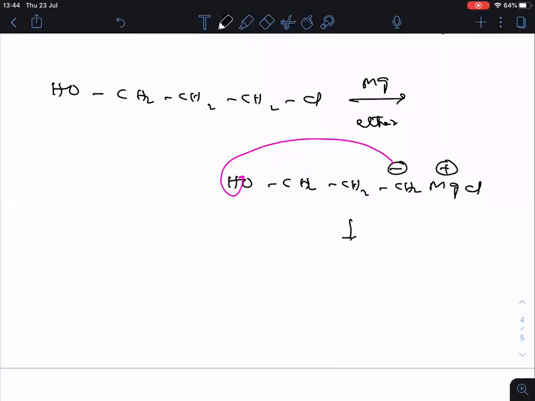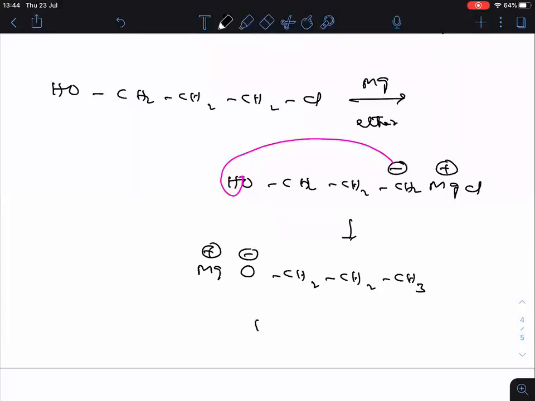Then what is left over here? O minus is left over here. Then here CH2, CH2. Now the acidic hydrogen which is removed, that hydrogen is taken by CH2 minus, and finally you will get CH3 here. Then that Mg plus comes here, and Cl minus is a byproduct.